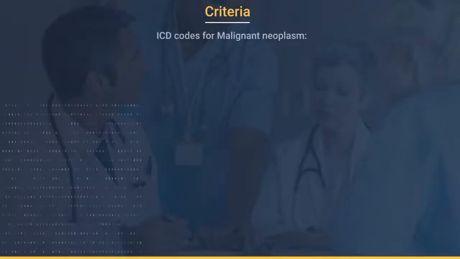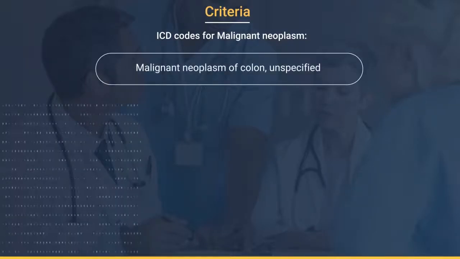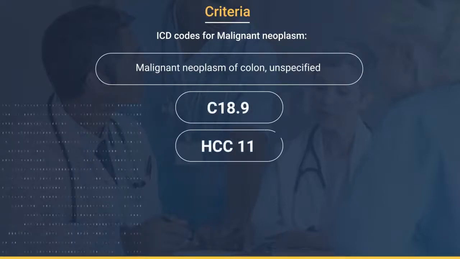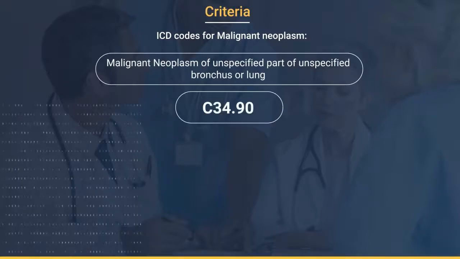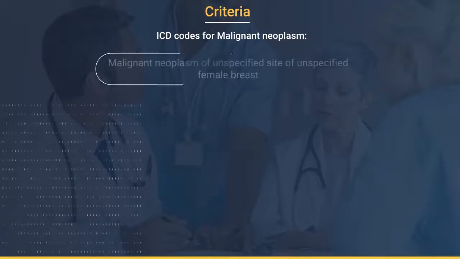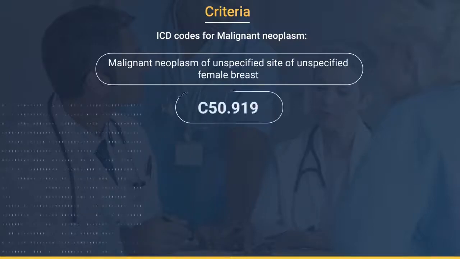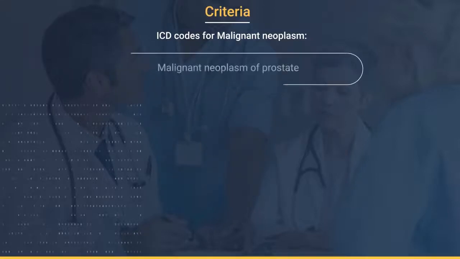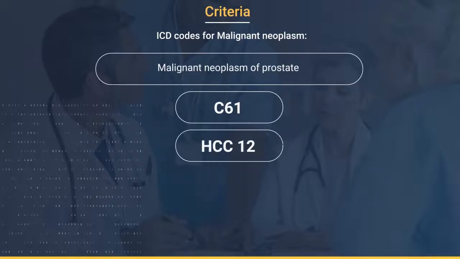Let us look at the ICD codes for malignant neoplasm. For malignant neoplasm of colon, which is unspecified in nature, the code is C18.9, HCC 11. For malignant neoplasm of unspecified part of unspecified bronchus or lung, the code is C34.90, HCC 9. For malignant neoplasm of unspecified site of unspecified female breast, the ICD code is C50.919, HCC 12. For malignant neoplasm of prostate, the code is C61, and the HCC value is 12.